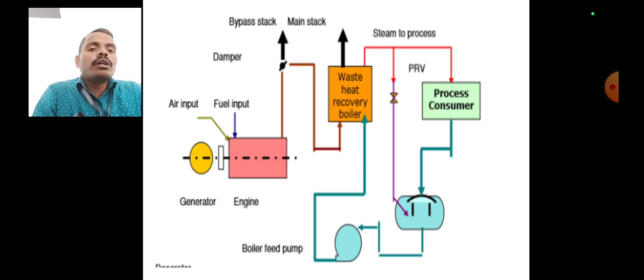We use the same air input to the reciprocating engine. Next, the flue gas goes from the engine to the waste heat recovery boiler. The waste heat recovery boiler is a type of heat exchanger. Heat is transferred from the flue gas to the water circuit. Then the hot water or steam is used in the process consumer.